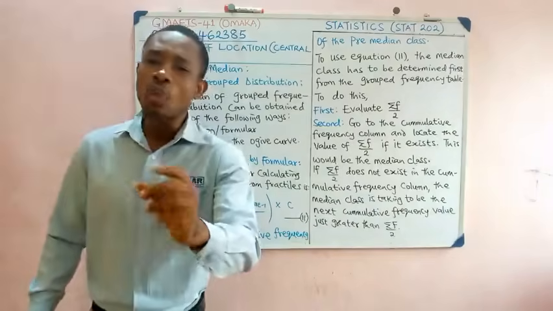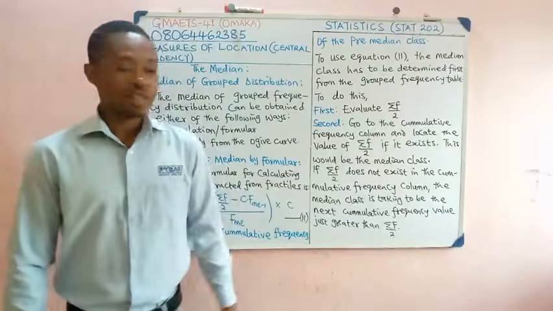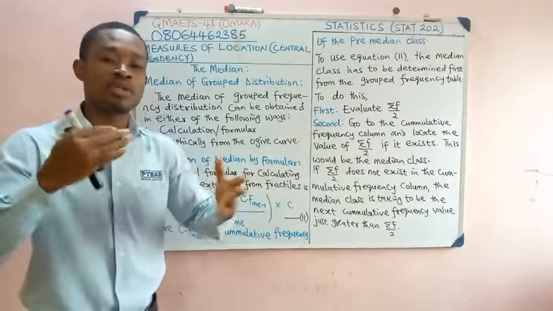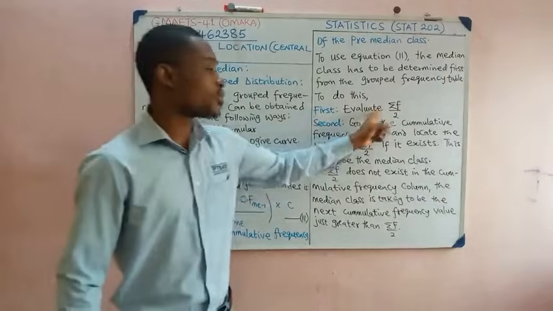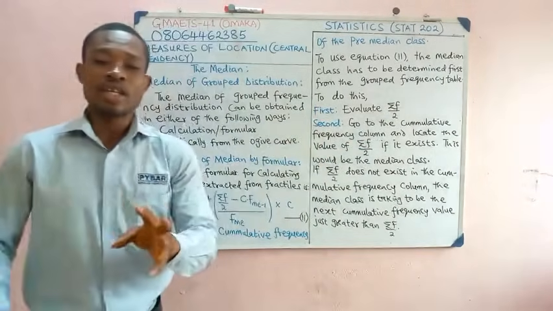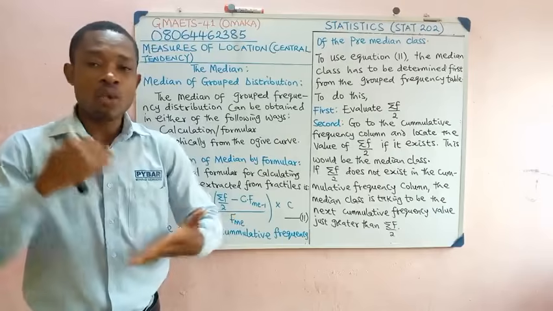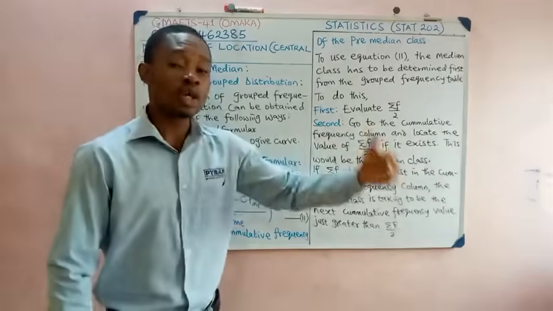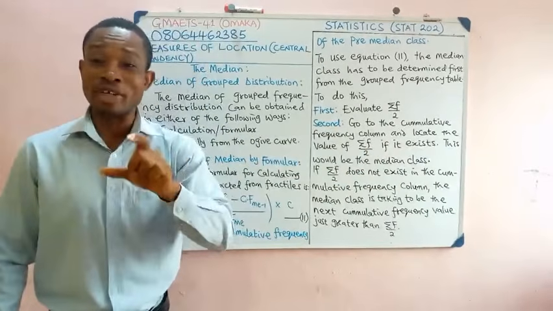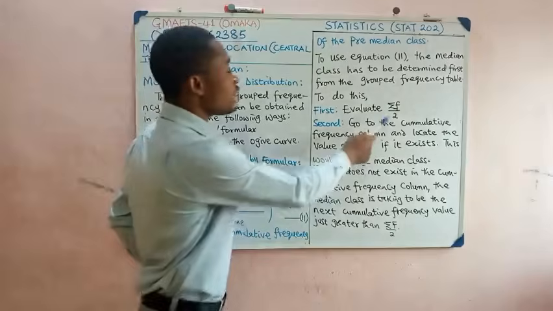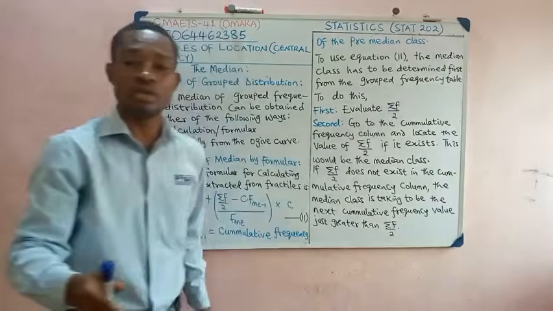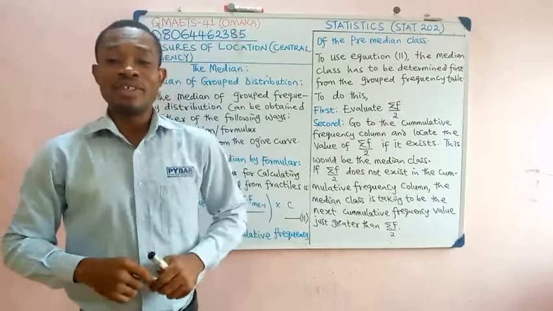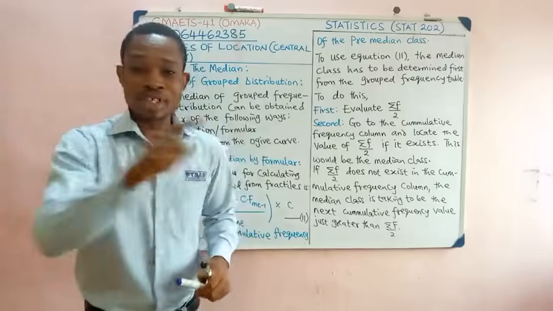Now, how do you obtain this median class? So it's important you go through this. Is that okay? The first thing you do in order to determine your median class is to obtain summation f all over 2 value. That is the total frequency divided by 2. Now once you obtain this total frequency divided by 2, the next thing you need to do is to go to the cumulative frequency column of your table and see if you can obtain this value of summation f over 2.